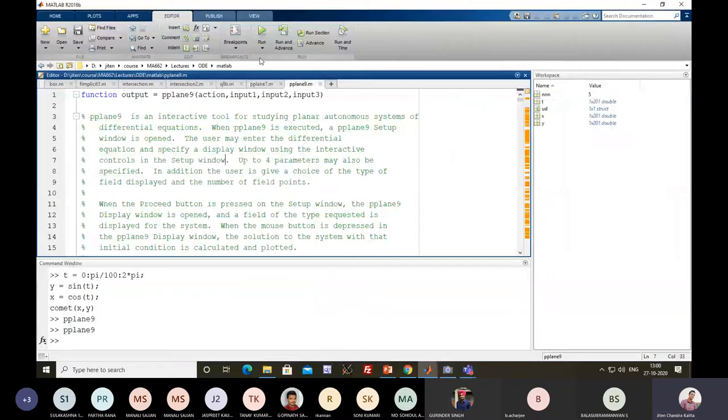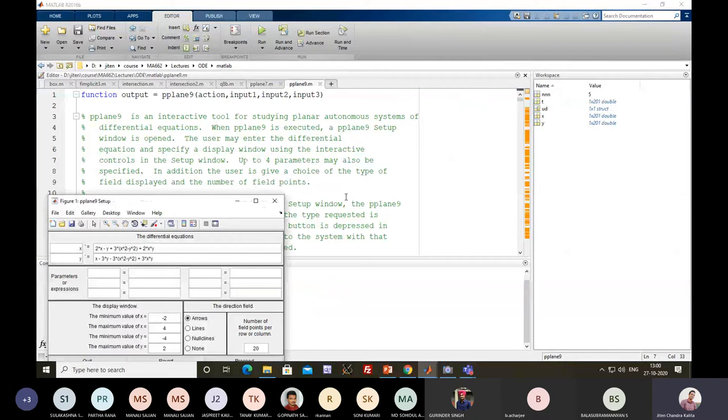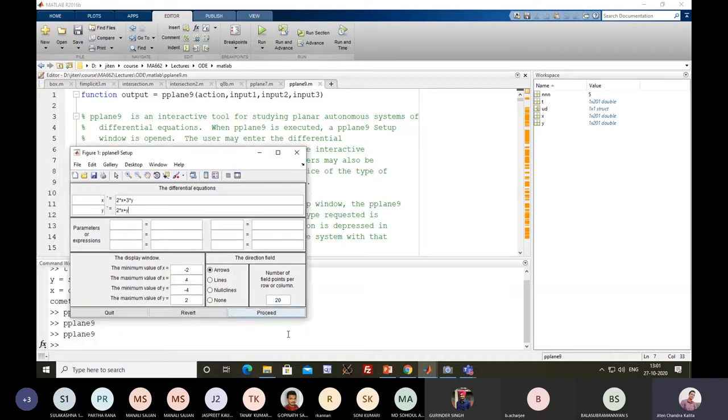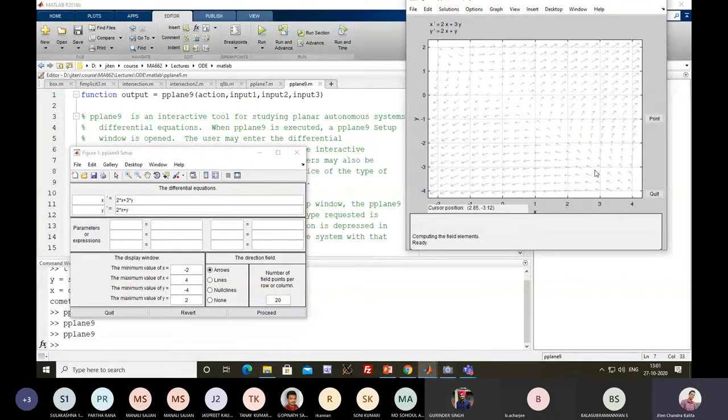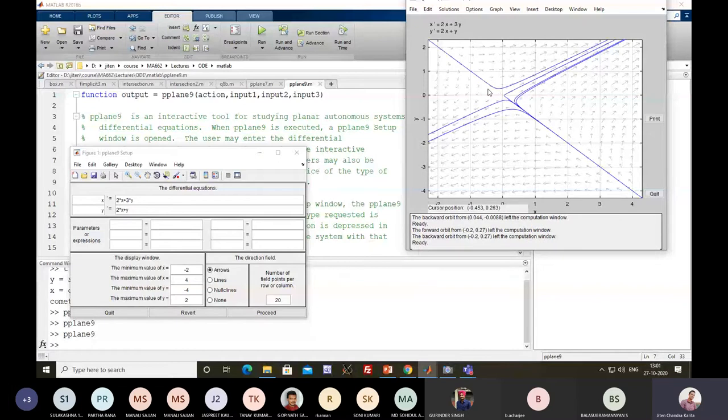I'm going to put this, let me run it again. If you recall, earlier we had taken one example where dx/dt is equal to 2x plus 3y and dy/dt was x plus y. Okay, so let me again run it. So now let me run it. Okay. So now let me click it. How is it going to look like? Your trajectories, they look like this. See? Fine.